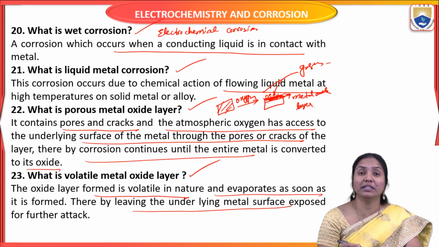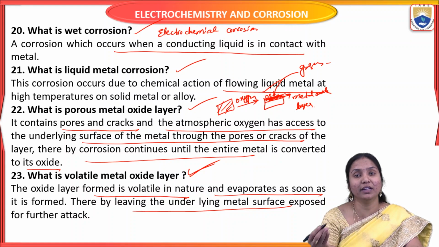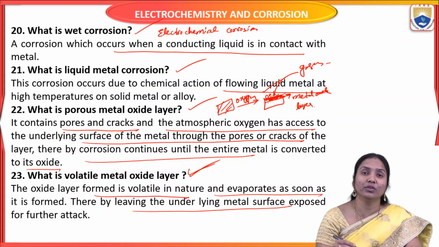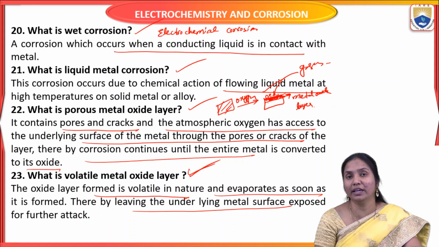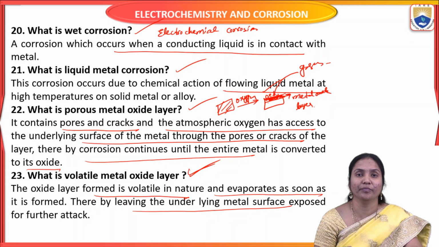If pores are present in the metal oxide layer, the layer is non-protective, because pores allow other gases to easily attack the metal surface through them. Similarly, if the metal oxide layer is volatile or evaporates, gases or chemical factors attack the fresh metal surface, so the metal easily undergoes corrosion. In this case, the metal oxide layer doesn't protect the metal. It acts as a non-protective layer.